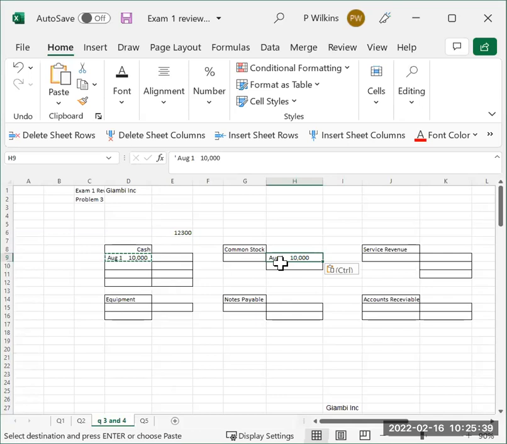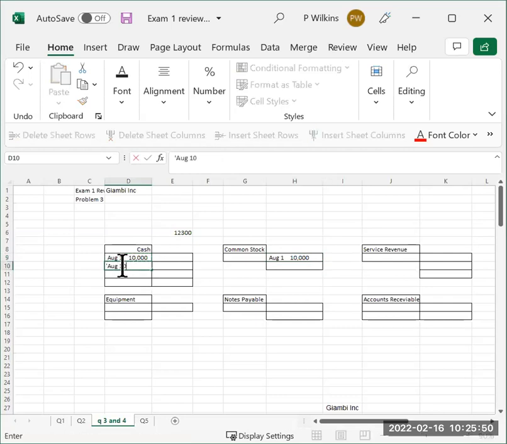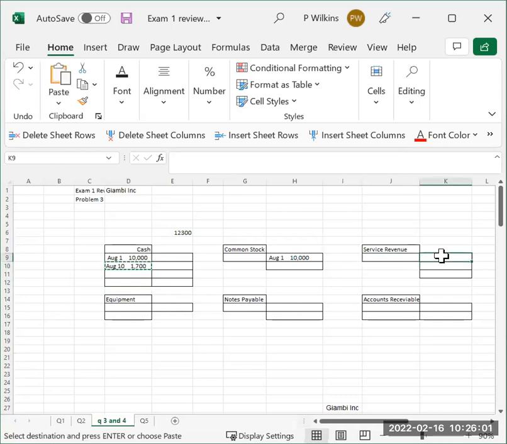And then I'm going to go to the next one. August 10th, there was a debit to cash for $1,700. So I would come over here, I would go August 10th, a debit to cash for $1,700. And then I see the second part of that transaction is a credit to service revenue for $1,700. So I would credit service revenue, $1,700.